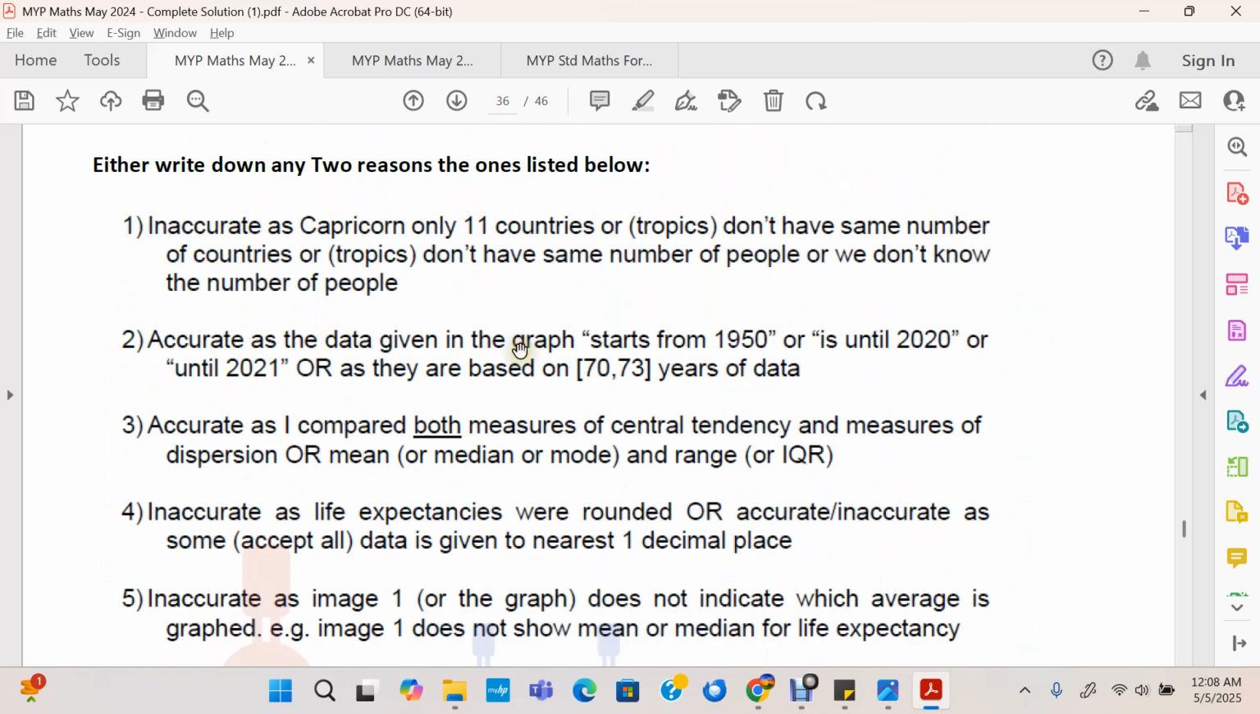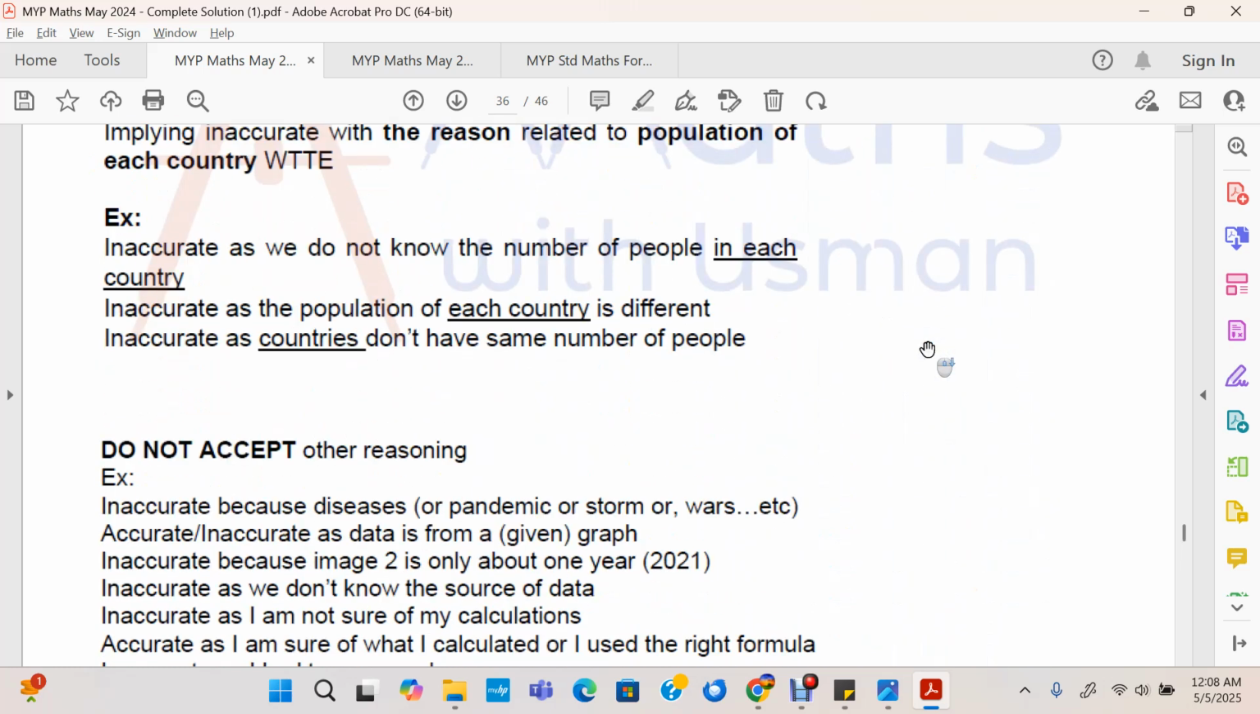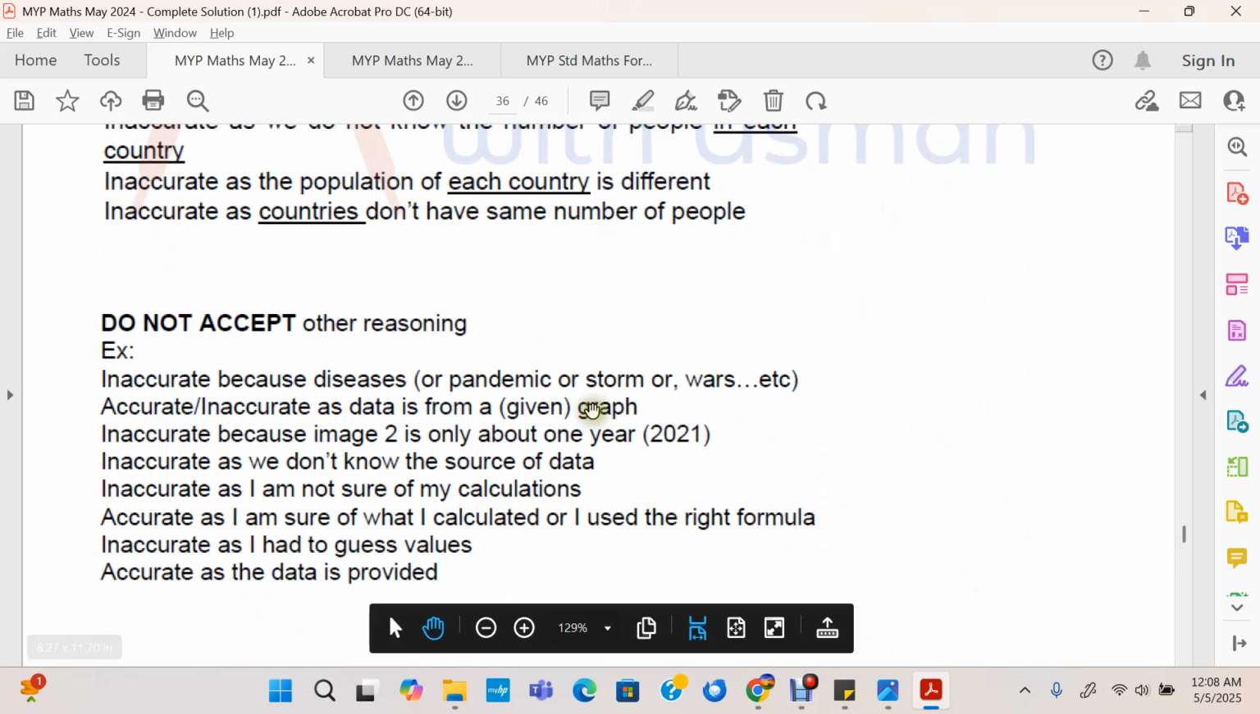Accurate as the data given to us starts from 1950 until 2020, which is actually a lot of years. So when you have a lot of data spanning a lot of years, it's bound to be accurate. Like, it should have some strength in it. Accurate because I compared both the measures of central tendency and dispersion, and I used all of my answers correctly, and I made a solid result based on all the data. So yeah, it's accurate. Don't accept these reasons.